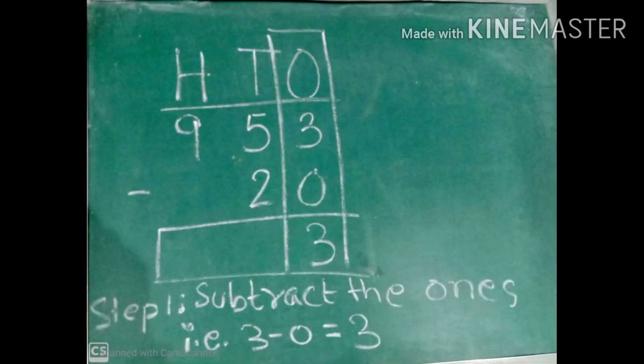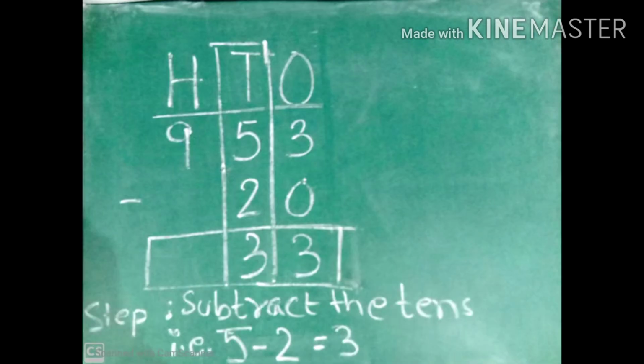Let's see one more example. The numbers are 953 minus 20. Okay. So what is step 1? Step 1 is subtract the ones. That is 3 minus 0. 3 minus 0 gives us 3.